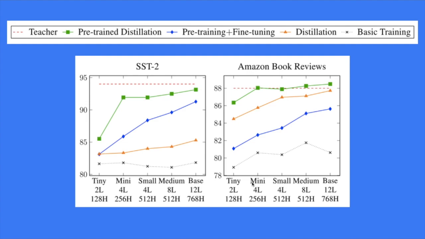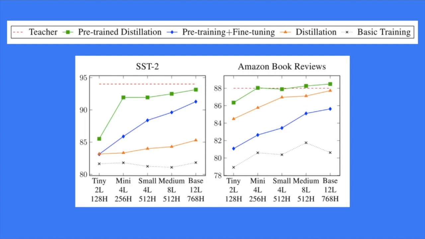Okay, then for the Amazon book reviews, three-way sentiment classification. It's very interesting when the model size is mini, 2 layers and 256 hidden size. It just recovers to the teacher's performance if you do the pre-trained distillation. Well, this is crazy. And even when you increase the model size, the performance is even better than the teacher, which is unimaginable. It's interesting.